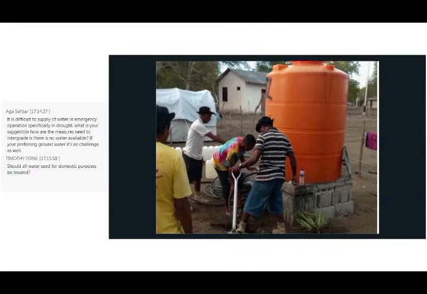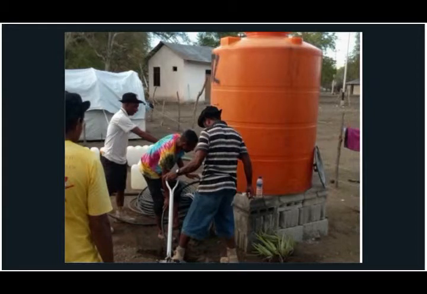Should all water used for domestic purposes be treated? In a context of emergency, like floods, or in many places, you will need to have access to clean water, to safe water. We have mentioned, I think last time, that also for hygiene practices you need clean water, because then you will have an impact on health as well. So that's why when we are doing water treatment, we are including the domestic use as well, because for hygiene it's very important.